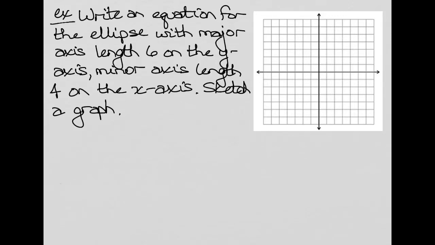Given some information about an ellipse, we want to come up with an equation and sketch a graph. So first thing to notice about this ellipse, the major axis is on the y-axis, the minor axis is on the x-axis. The center of an ellipse is where the major axis and the minor axis meet. The y-axis meets the x-axis at 0, 0. So I have coordinates for a center.